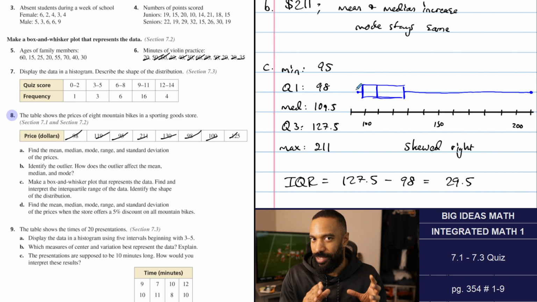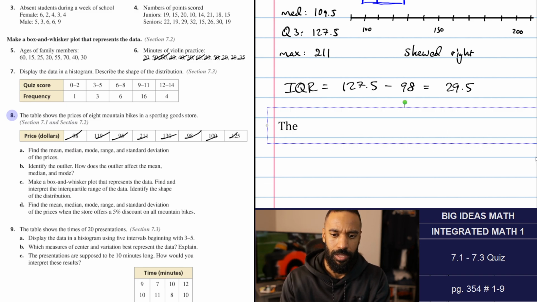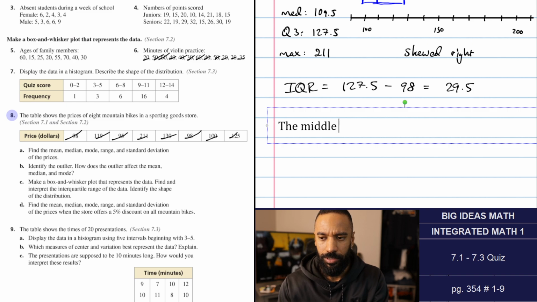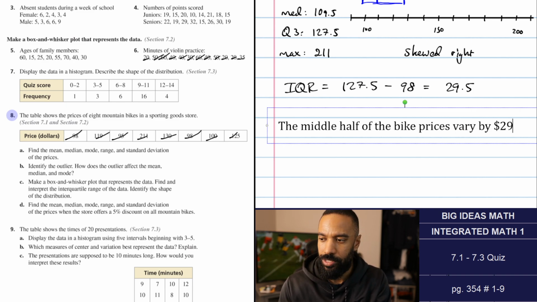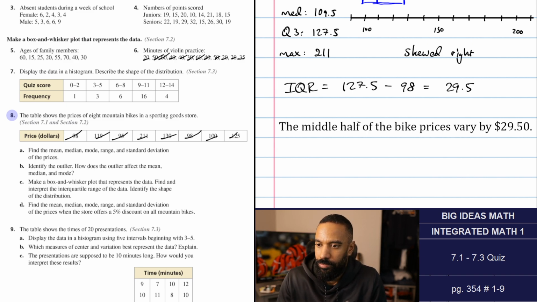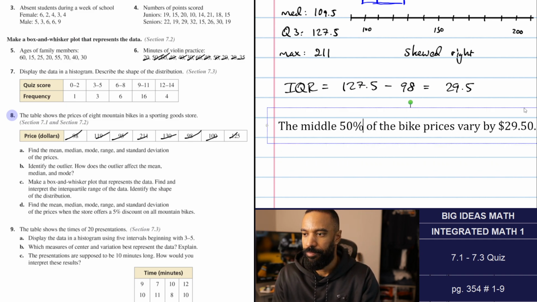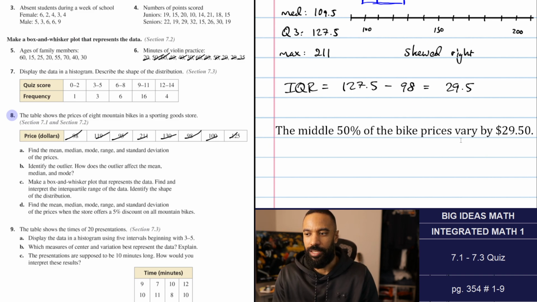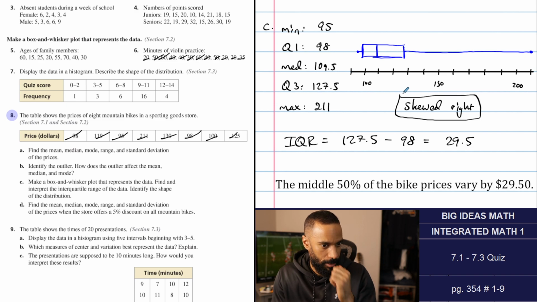So the middle 50% of the bike costs, the middle half of the bike prices, vary by $29.50. I'll say 50% here, the middle 50%, just so we're talking in terms of percentages. And that's my interpretation of that. Is that all we had to find? Identify the shape. We got that here, skewed right. Okay. Number 9 yet? No.